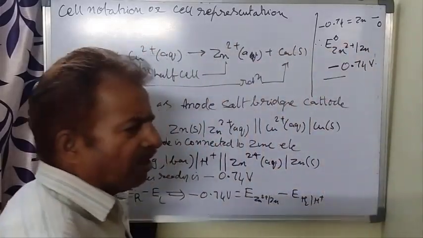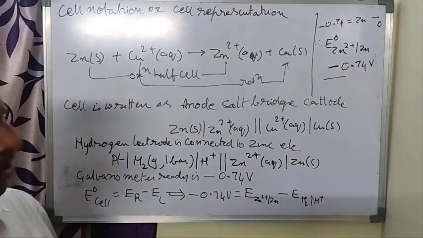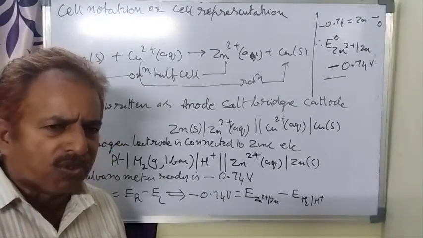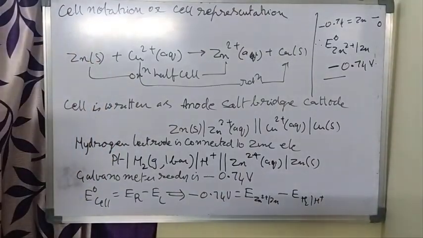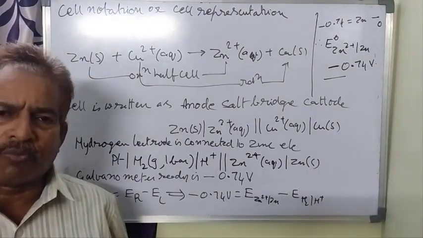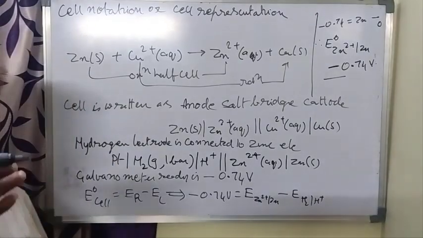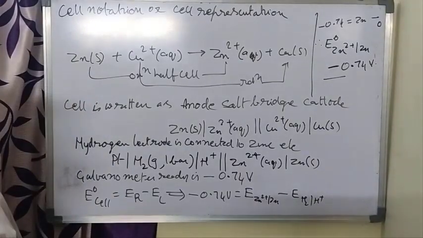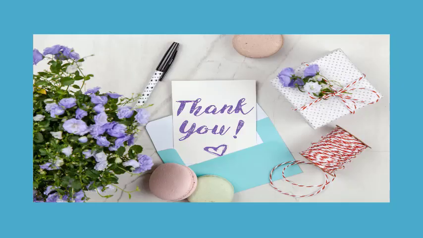So in this way we can find the electrode potentials of all the possible elements. After finding the electrode potentials of all the possible metals, they are arranged in increasing order of their electrode potentials. The electrochemical series and their applications, and the Nernst equation, I shall discuss in the next video.